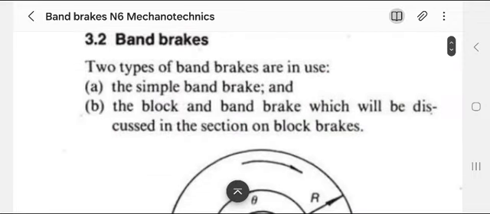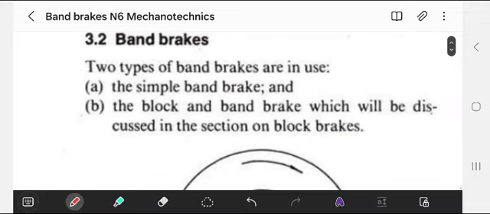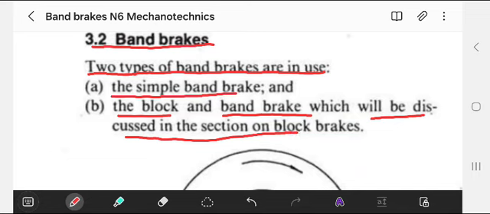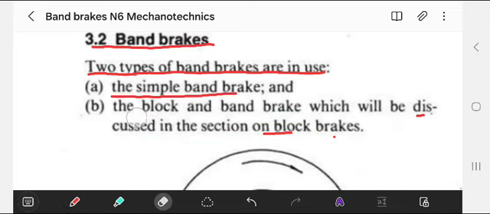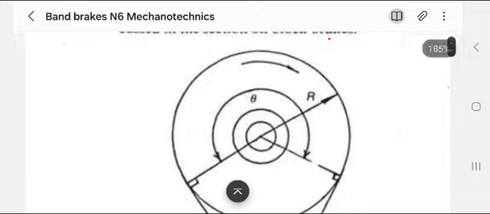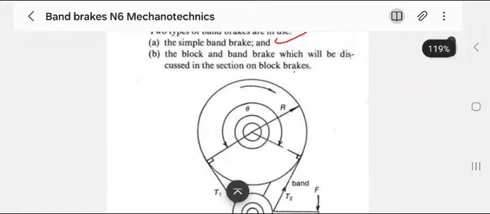All right, now we start. Band brakes. Two types of band brakes are used: simple band brakes and the block and band brake, which we'll discuss in this section on brakes. Okay, now we'll be discussing the simple band. For today, I'll go through this simple band, right? So here is our structure. Let me just zoom in so that you'll see what I'm talking about.